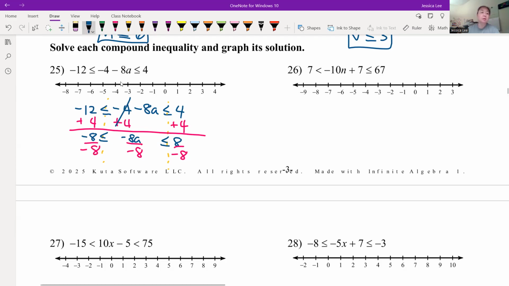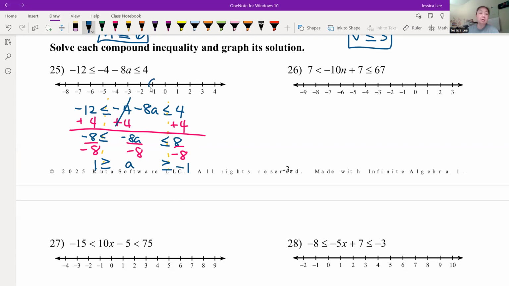Okay, now this is what I was talking about. When we're dividing by a negative, we've got to flip the inequality. So -8 divided by -8 is going to be 1. Instead of less than, we got greater than or equal to. We got a. And again, we're dividing by a negative, so greater than or equal to -1. Makes sense. So a is greater than or equal to -1 and less than or equal to 1. So a is in between -1 and 1.